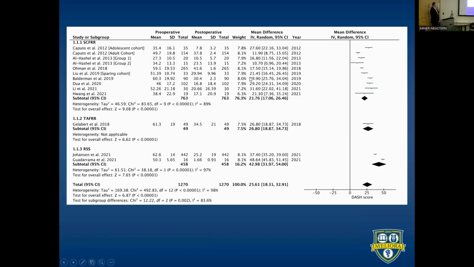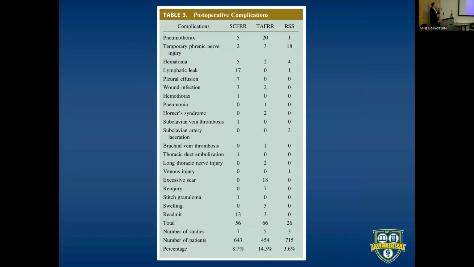And so here's the DASH score for the different techniques. So the first column is the supraclavicular first rib resection, then the transaxillary first rib resection, then the rib sparing. And you can see the trend that's happening. So rib sparing is commonly studied, but had the best outcomes. This is the improvement in the DASH score. So they had a much better, proven in a meta-analysis, much better outcome functionally. In terms of complications, they also had a much lower complication rate.